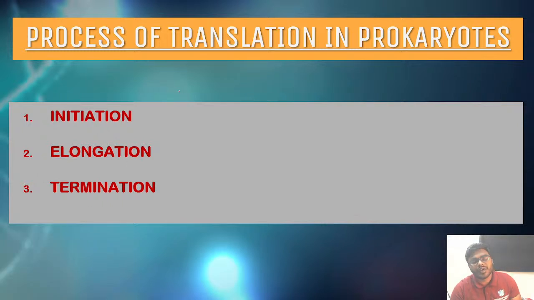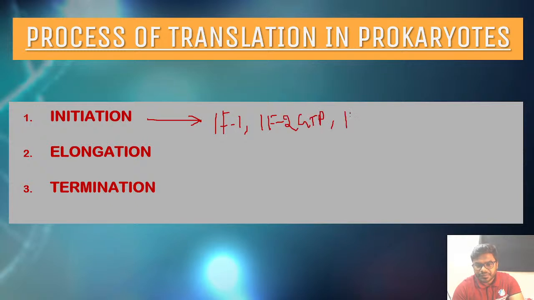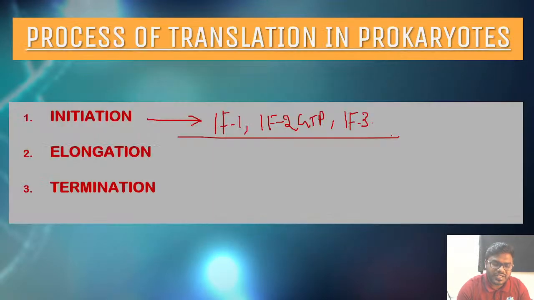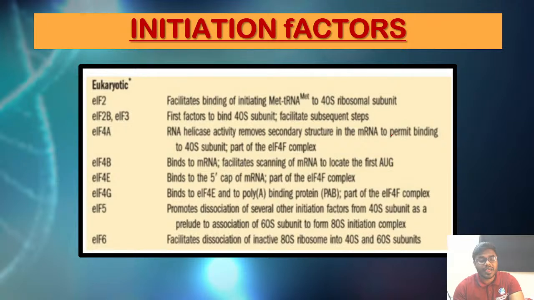If every one of you quickly recalls, in case of prokaryotes we all remember hardly three factors are involved. That's all. One we call IF1; another one we call IF2, the GTP molecule we studied, friends; another one IF3. That's all, only three factors. But friends, in case of eukaryotes, there are many factors.